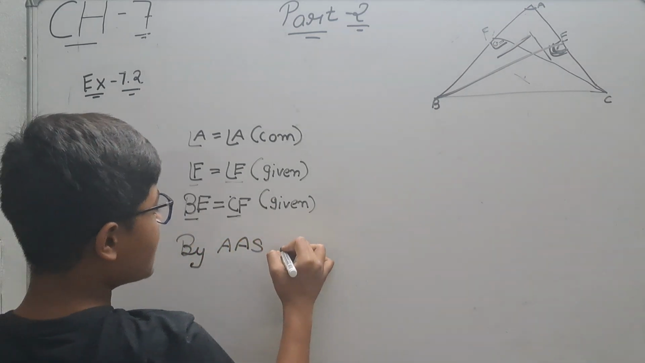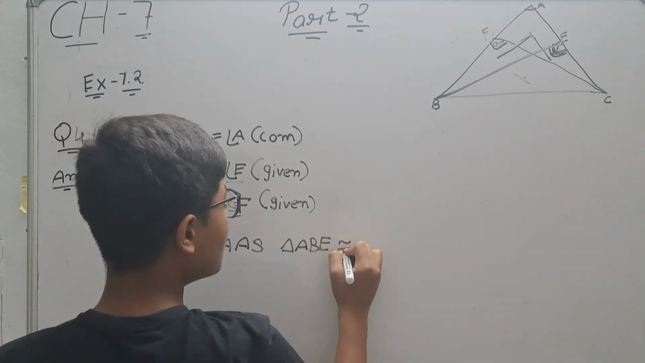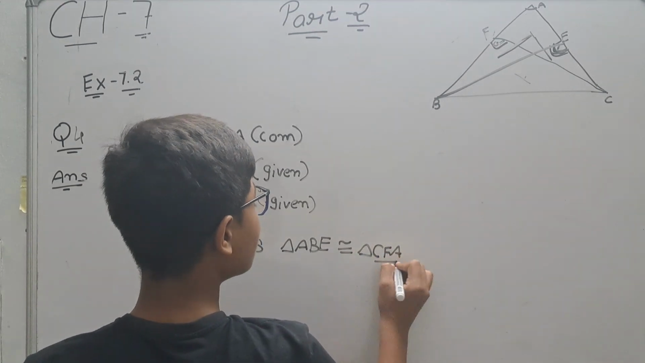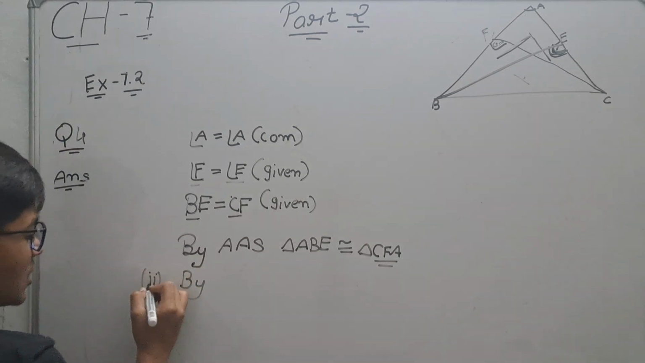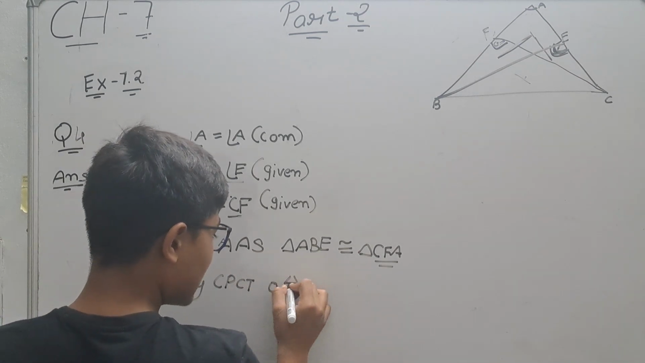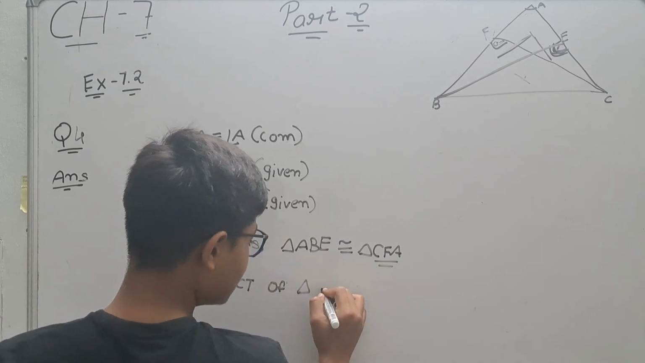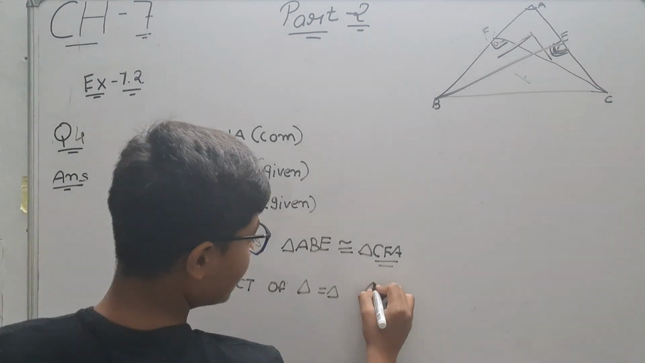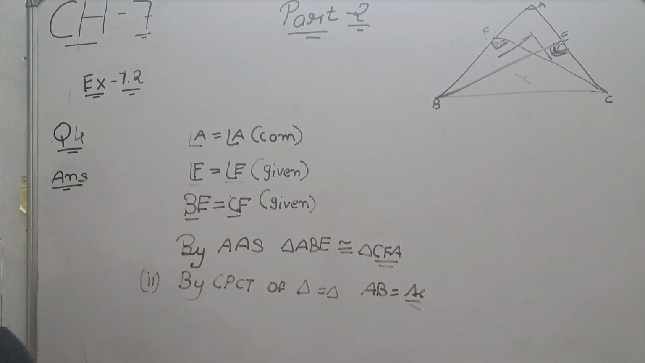angle side, triangle ABE is congruent to triangle CFA. Okay, then by CPCT, this is question point 2. By CPCT of this triangle, AB is equal to AC. We have proved both the parts.